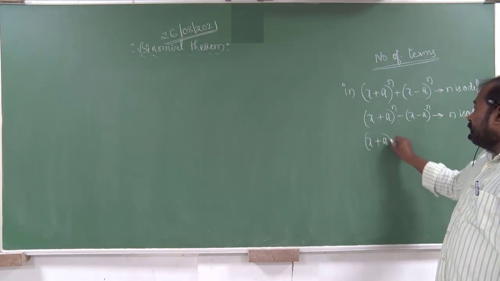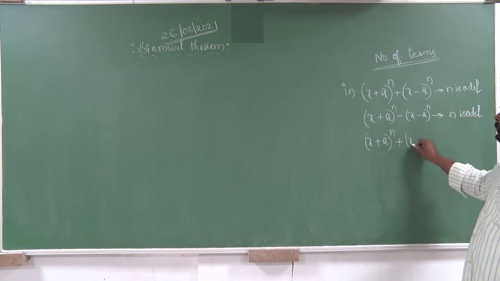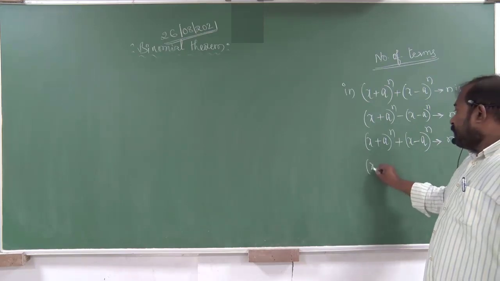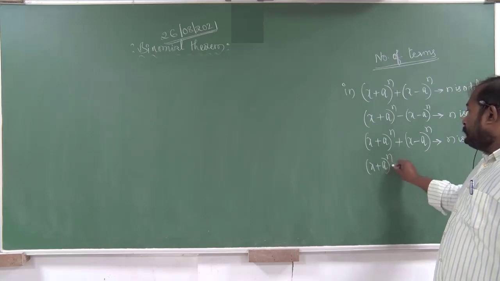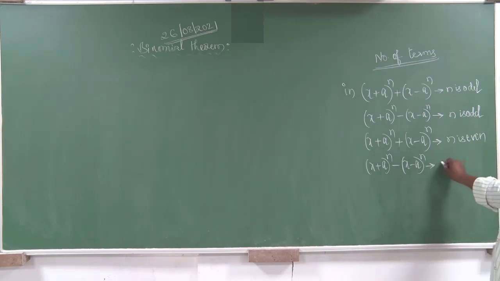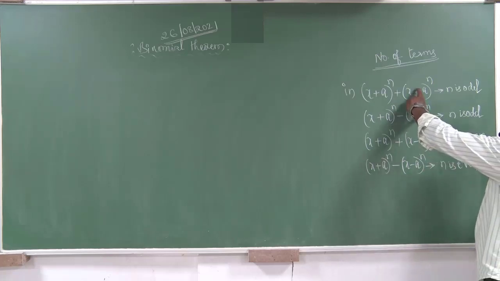(x plus a) whole power n plus (x minus a) whole power n, when n is an even integral value, how many terms will be there? (x plus a) whole power n minus (x minus a) whole power n, when n is even, how many terms are there? Just try it yourself. These are the two cases, when n is odd and when n is even.